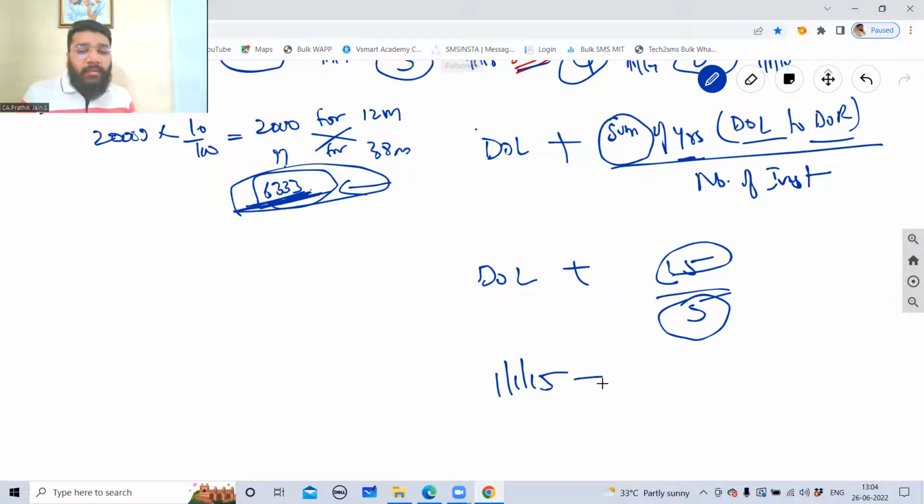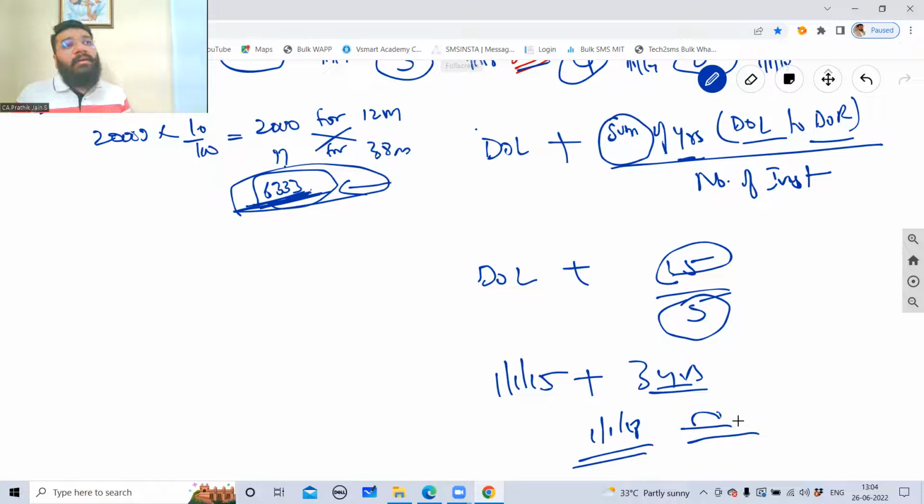1 month, 15. Plus 15 by 5 means I'll get 3 years. 3 years means 1/1/18 is the average due date. But when we did the method using the normal method, we got 1/3/18. So there's a lag of 2 months.